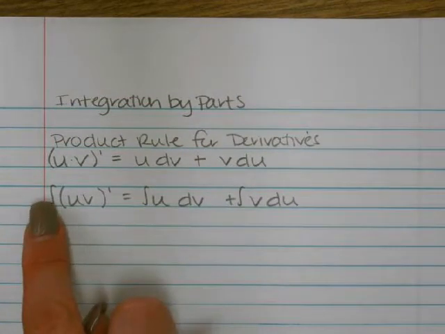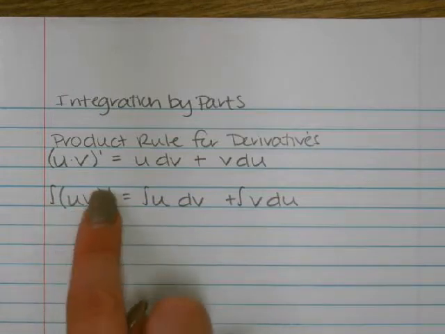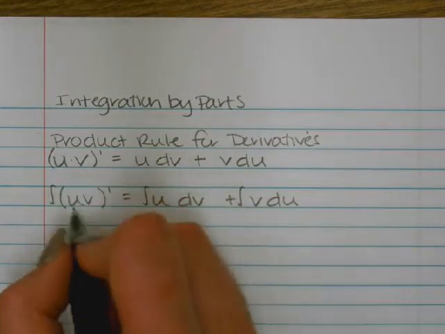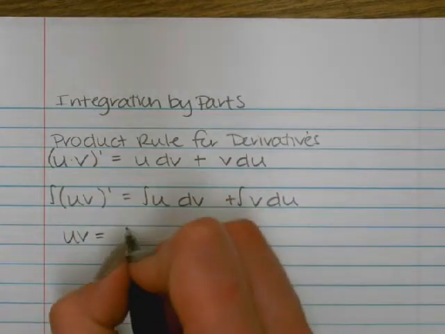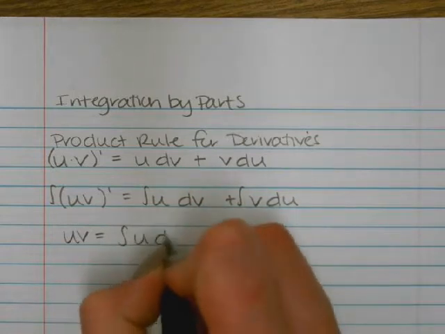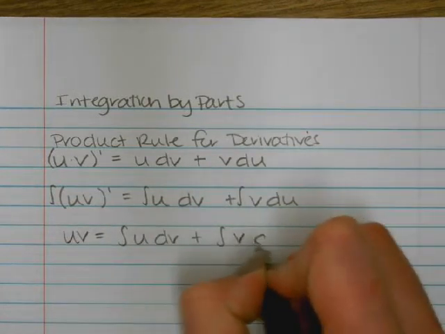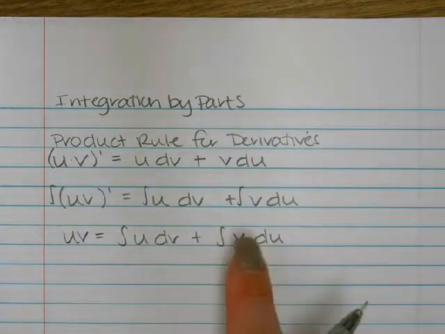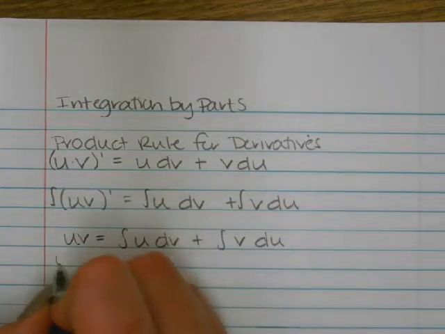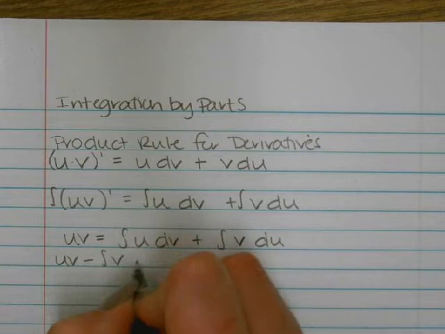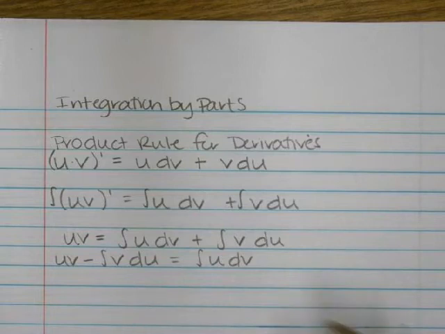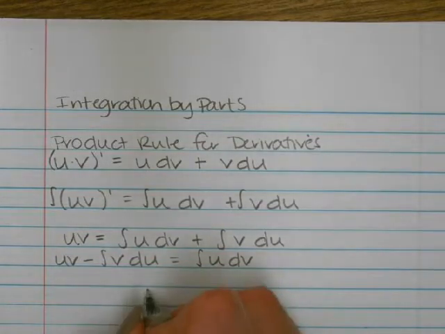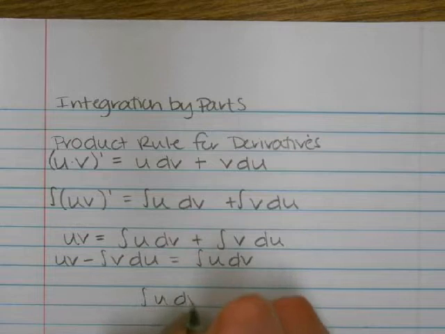If I take the antiderivative of a derivative, then I just get back to the original function, or in this case the original product of functions that I'm talking about. And then I still have the integral of u dv plus the integral of v du. And then I'm going to subtract over this v du. So I'm going to have the product uv minus the integral of v du, and that equals the integral of u dv. So this is the formula that we are going to be working with to integrate by parts.